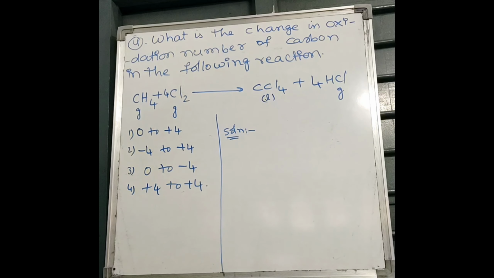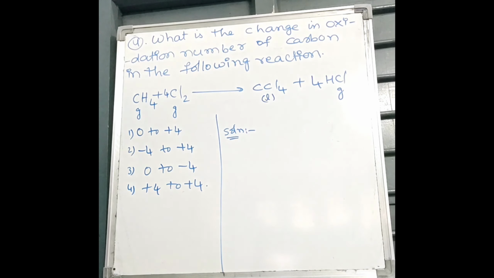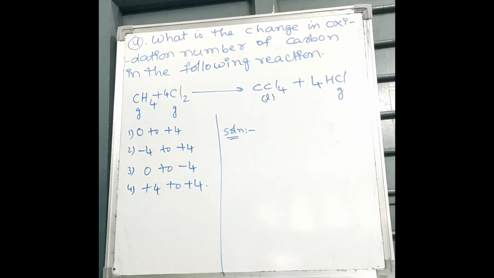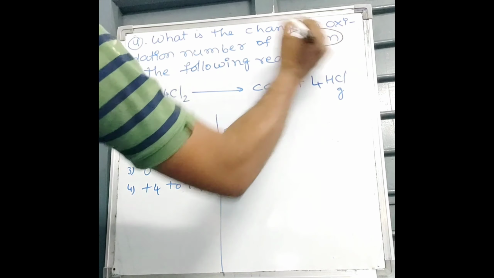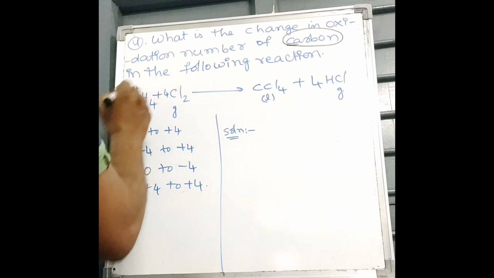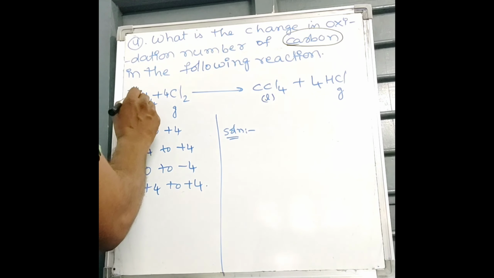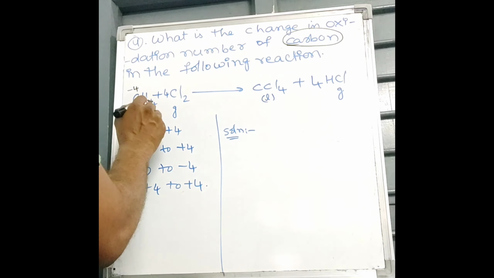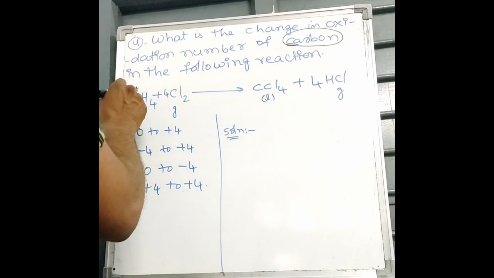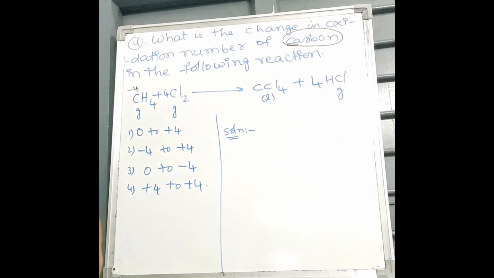See students, in this, what is the change in oxidation number of carbon in the following reaction? Methane reacts with chlorine to form carbon tetrachloride. He is asking the change of oxidation state of carbon. So what is the oxidation state of carbon in methane? -4. Why? Because each hydrogen carries +1 charge. 4 into +1, +4 for hydrogens, and for carbon -4.